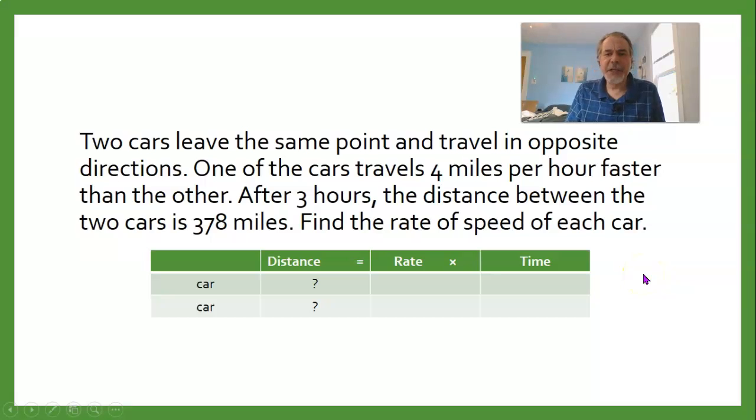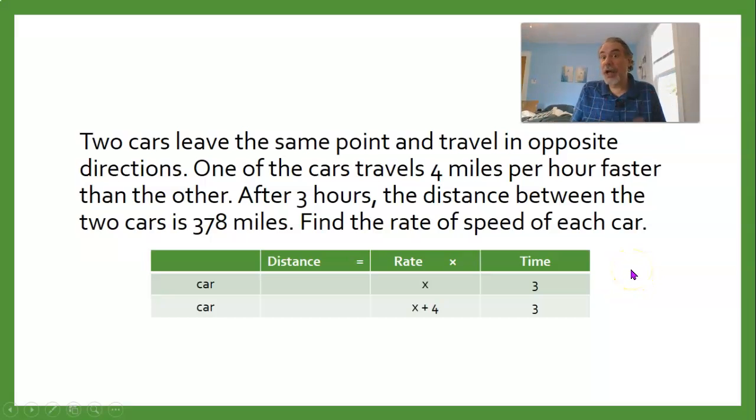What about the rate of speed? Well, that's what we're trying to find, but we do know that one of them is 4 miles per hour faster than the other. So we could use x and x plus 4 for that. Do we know the time? Well, actually, yes, we do. It was 3 hours. Each car was driving for all 3 of those hours. Time for the first car, 3 hours. Time for the second car, 3 hours.